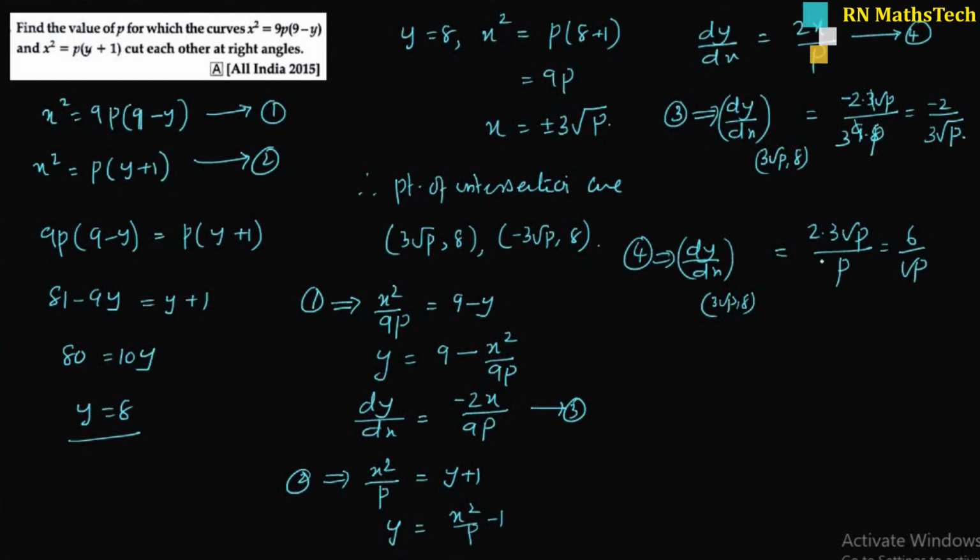Now product of slopes is minus 1, which is first one is m1, second m2, m1 m2 is equal to minus 1. Okay, that is minus 2 by 3 root p into 6 by root p is equal to minus 1. Minus 1 cancel, 3 2, so p is equal to 4. Okay.